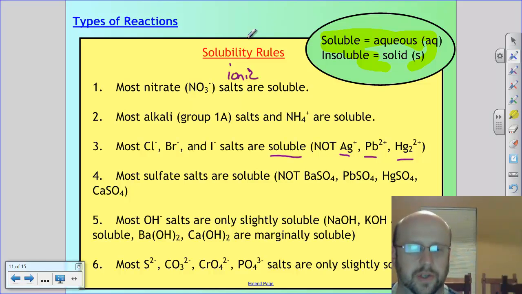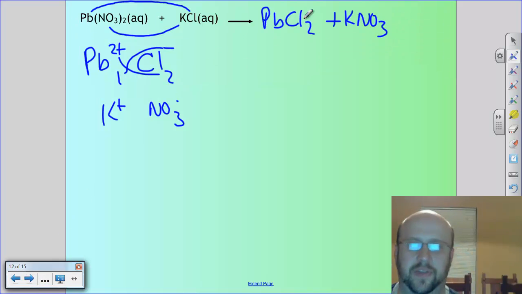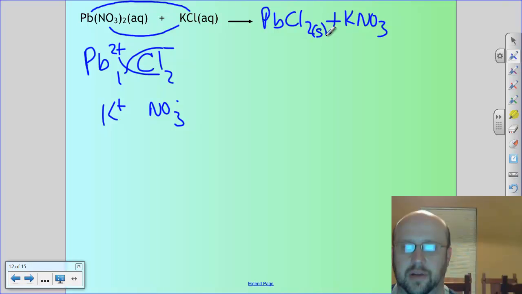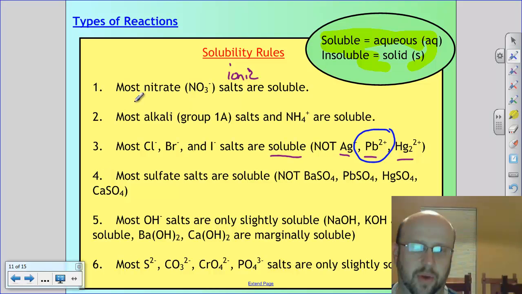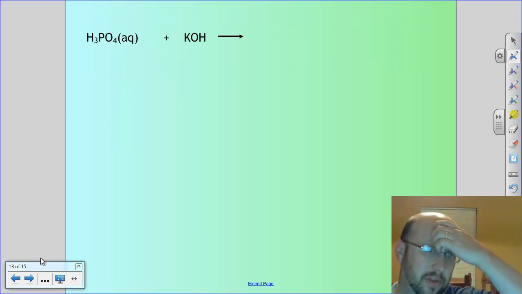So we've got lead chloride. It says down here, most chloride salts are soluble except lead. If that's an exception, then that means it's going to be solid. What about the other one? Well, that one is sort of a double whammy. Nitrate salts are soluble, which means aqueous, so we already know it. But most alkali salts, and potassium is an alkali metal, so that would also make this aqueous. So it adds another level of complexity there a little bit.